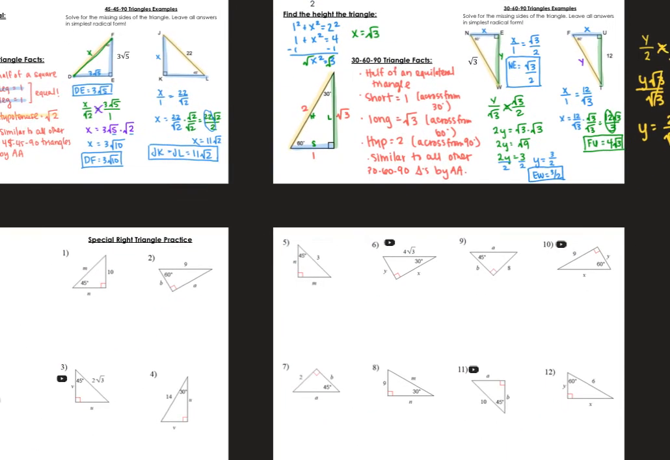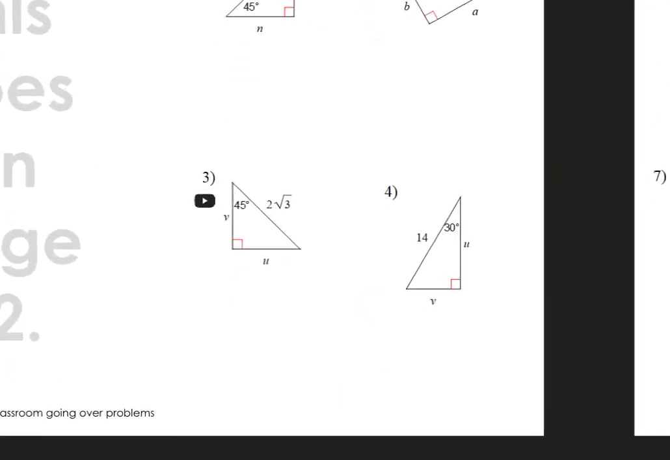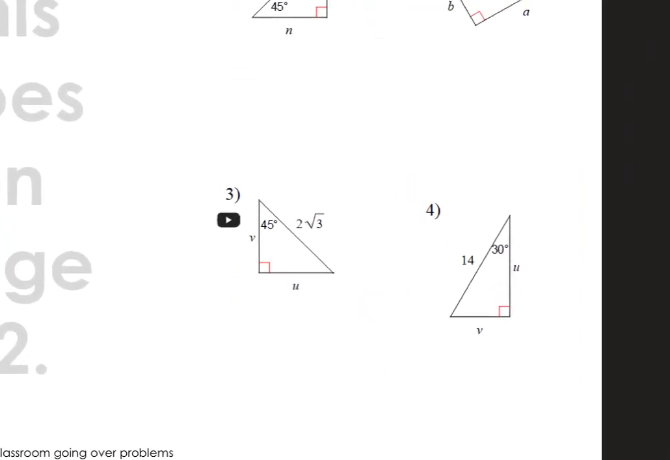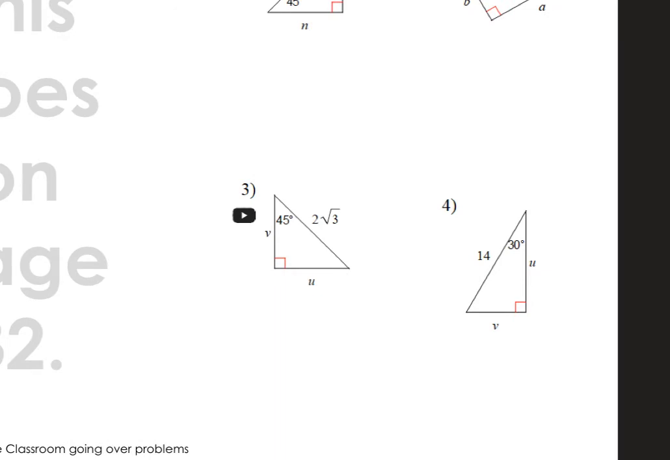All right, so now let's take a look at a couple of the practice problems here. So first, looking at number 3, this is a 45, 45, 90 triangle. So I'm going to draw my basic 45, 45, 90 with 1, 1, square root of 2. My hypotenuse, I'm going to highlight in yellow, and then my legs, I'm going to highlight in blue.